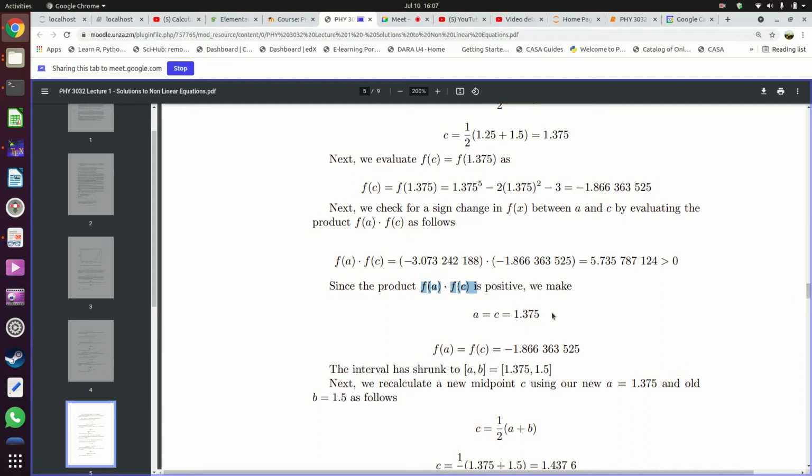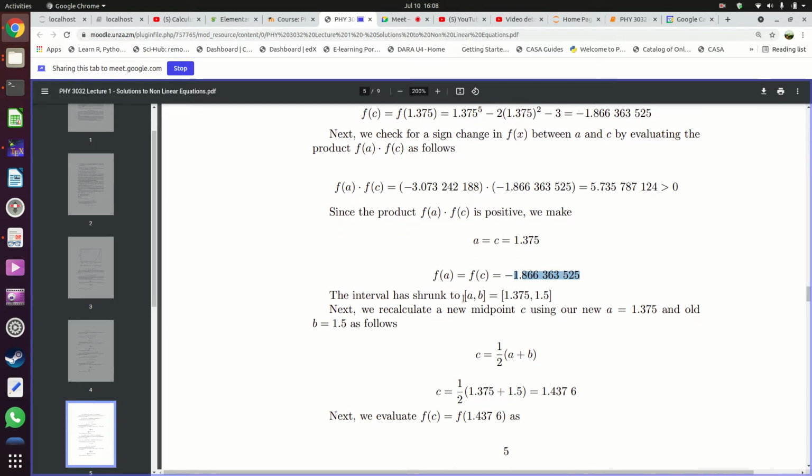Yes. So we make C, which is 1.375, become A. And the value for A changes, it becomes 1.375. Similarly, we make f of C become f of A, and we end up having this. So now we're just changing A. With that, you end up having f of A and B. So your A is going to be 1.375 and your B is going to be 1.5. So now we have an interval which is much smaller than what we started with. There's still some space there, but it is much smaller.